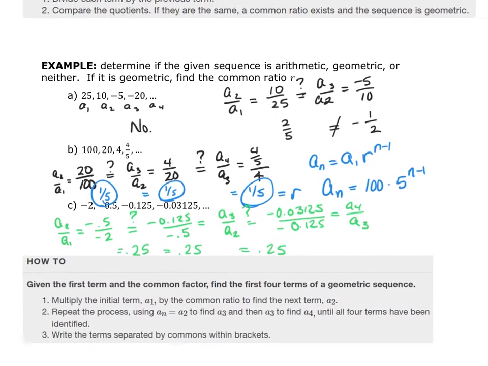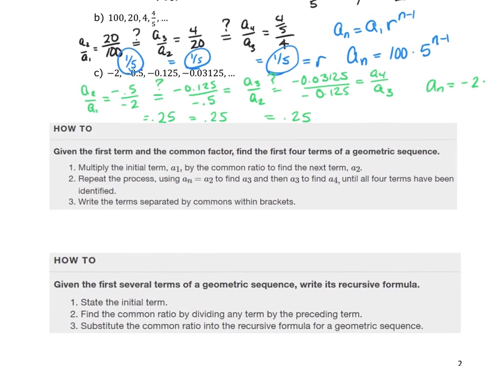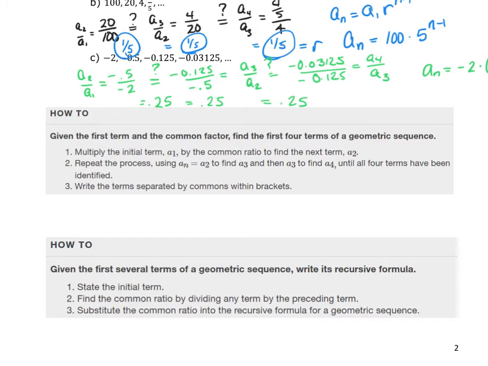And if they're asking me for my explicit or closed formula, it is going to be a sub n is equal to my first term, which is negative 2, multiplied by my ratio, which is 0.25 raised to the n minus 1. All right. So if I'm given the first term and the common factor, if I need to find the next 4 numbers in the geometric sequence, all I have to do is just put in 1 and put in 2 and put in 3 and put in 4 until I get all the terms. Just make sure I have commas where I need them and brackets if I need those as well.